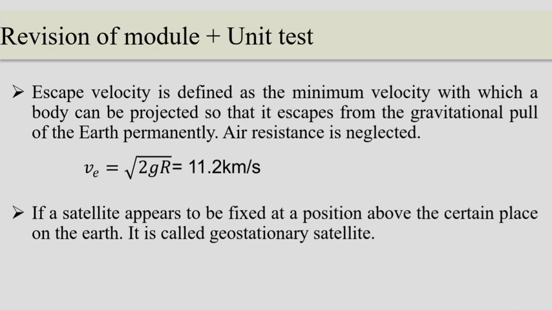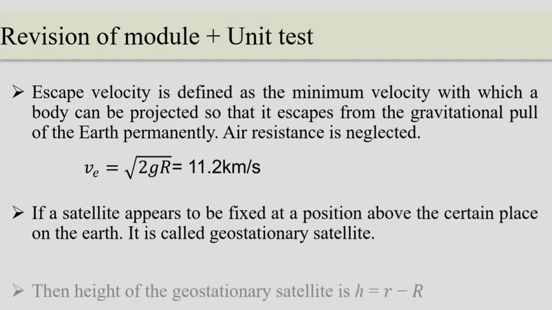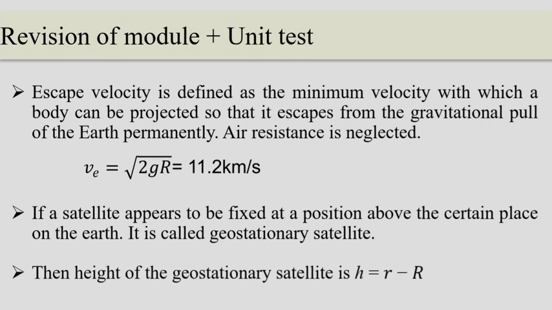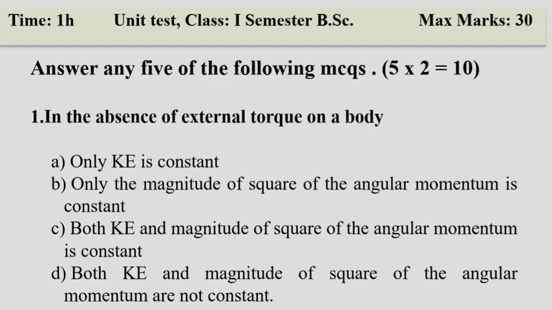Now we define the stationary satellite. If a satellite appears to be fixed at a position above a certain place on the earth, it is called a geostationary satellite. And also we define the height of the geostationary satellite, given by h is equal to r minus R. Here h is the distance between the surface of the earth and the satellite position, and R is the radius of the earth. Now we discuss the test concept.